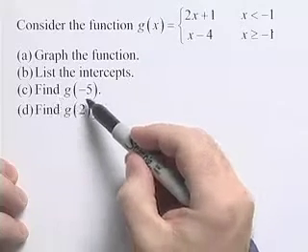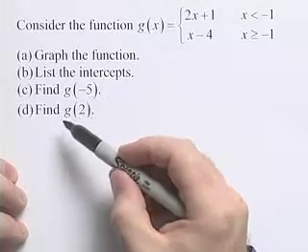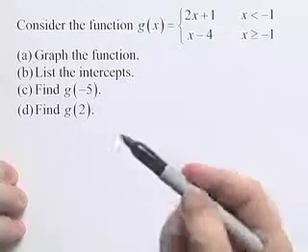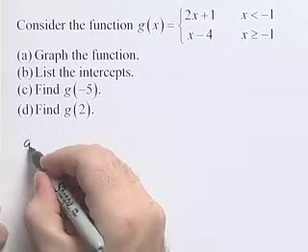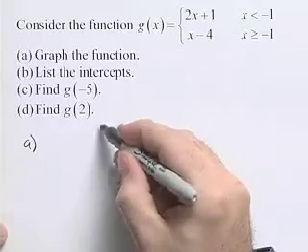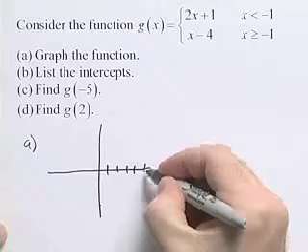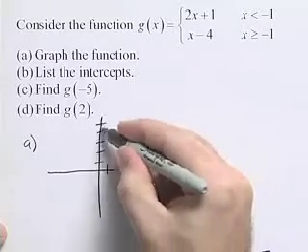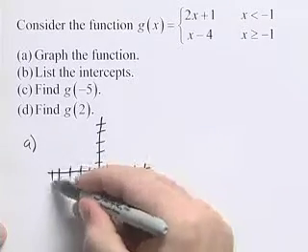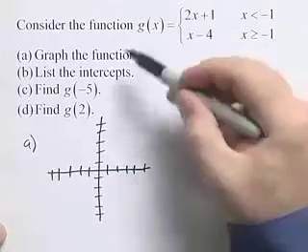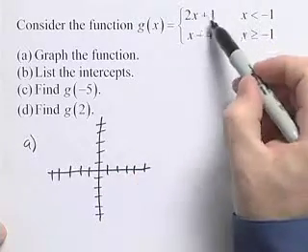in part C, evaluate the function when x is negative 5, and in the last part, evaluate the function when x is 2. So we'll start with part A by graphing the function. We'll make a little grid. And we need to graph this function in pieces, so we'll start with the first piece.